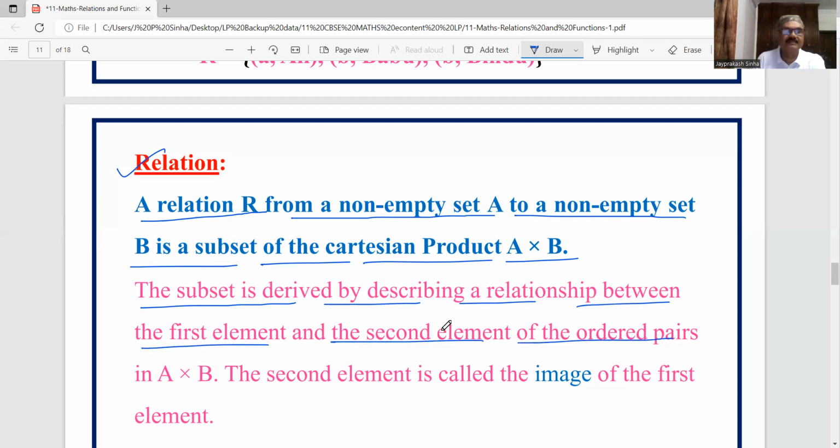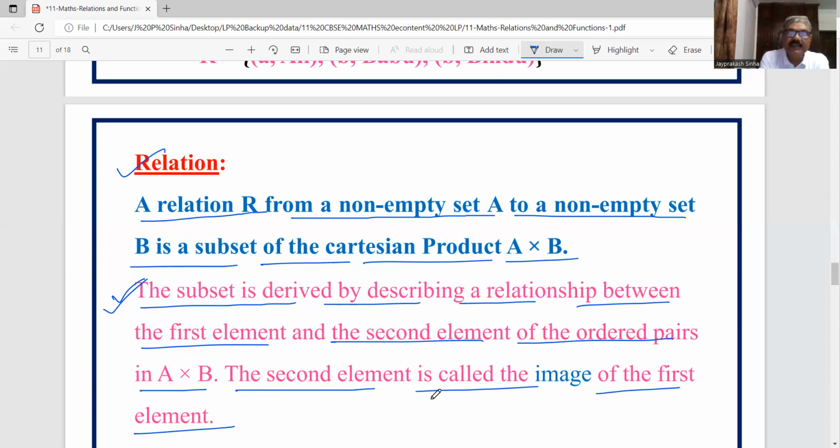So what is a relation? Relation is a subset of the Cartesian product of two sets. The subset is derived by describing a relationship between the first element and the second element of the ordered pairs in A cross B. The second element is called the image of the first element, and the first element is called the pre-image of the second element.